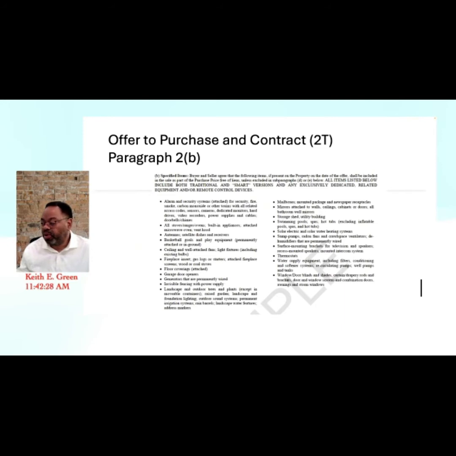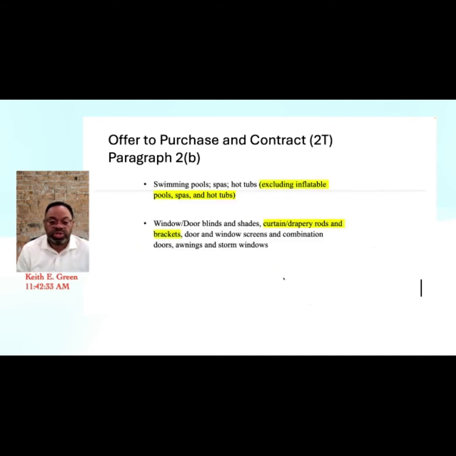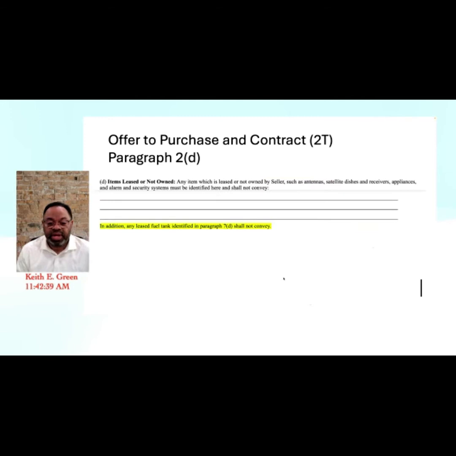And that's in the bottom part of this list here. So those are the two changes that were made to paragraph 2B regarding the offer and purchase contract. Now let's look at paragraph 2D. Now, the next page, as we go down from the fixtures, there's this item.